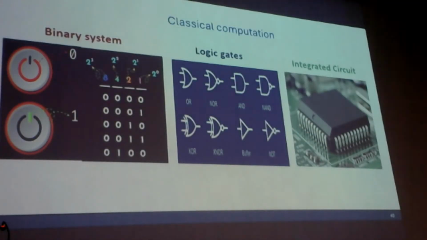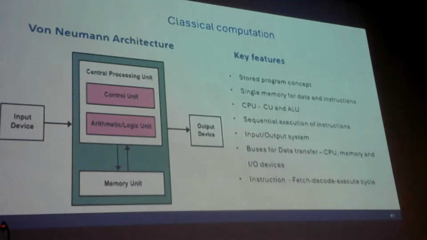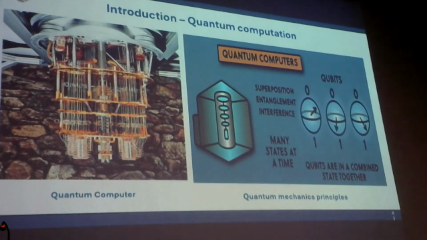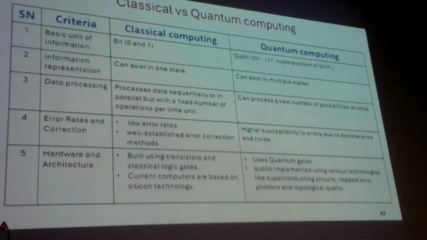Okay. And then we all know in a classical computer, we have binary system, logic gates, integrated circuits, von Neumann architecture, stored program concept, control unit, arithmetic logic unit. All of us have studied input output system, the buses, fetch decode execute cycle, all these things we have seen. But in quantum computers, we make use of mainly superposition, entanglement, and interference, and qubits instead of bits. So you can see that here, basic unit of information 0 and 1, here 0, 1 and superposition of both. Information representation, it can exist only in one state, but this can exist in multiple states.